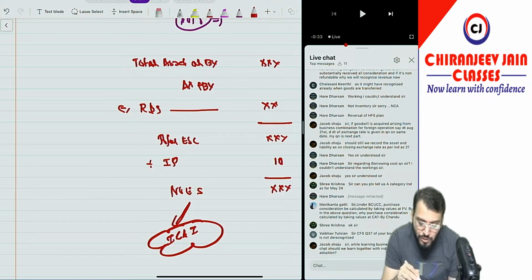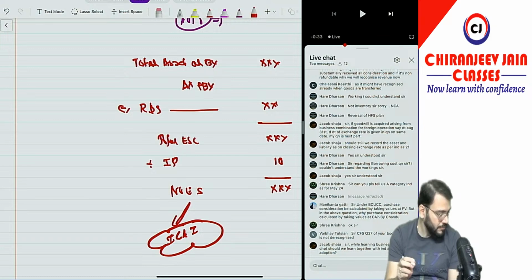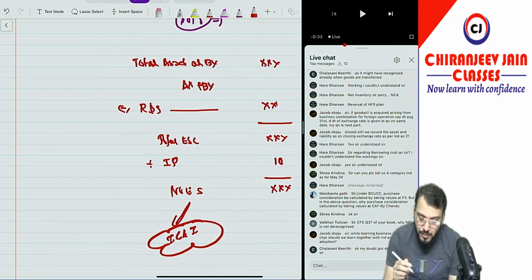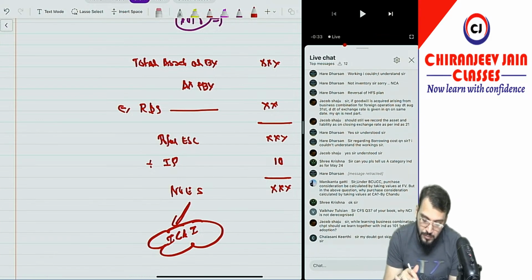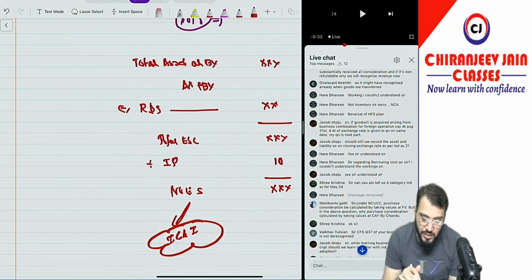Arey, whose doubt? Manikanta, your doubt over? Vaibhav: Sir, CFS question 37 of your book, why is NCI not derecognized? Correct. So you are asking question 37 of which edition? Which edition are you asking? Question 37 of which edition? Bolo. Kirti is where? Kirti.